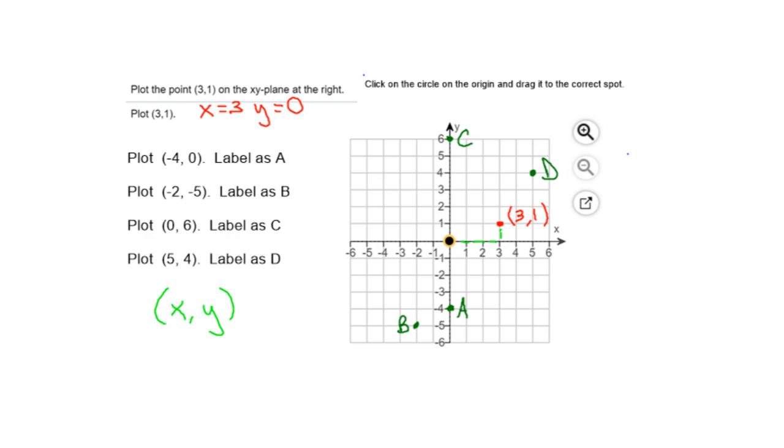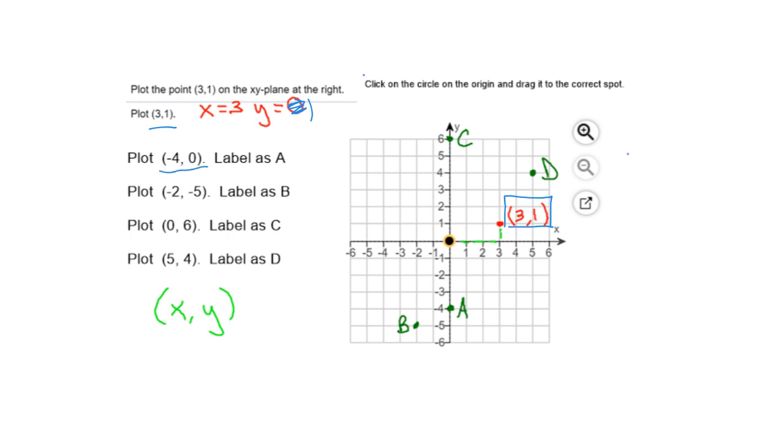Okay, so let's plot a few points. The first one is 3, 1. So that means that x is 3. Why does it say 0? It's supposed to say 1 right there. And y is equal to 1. So we're going to come over 3 tick marks on the x-axis and up 1 on the y-axis, and that will give us the ordered pair 3, 1.